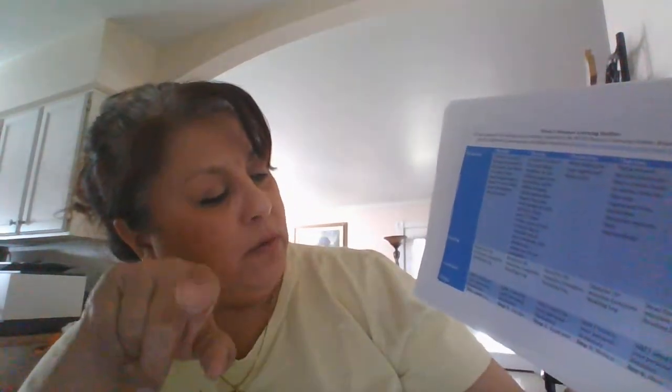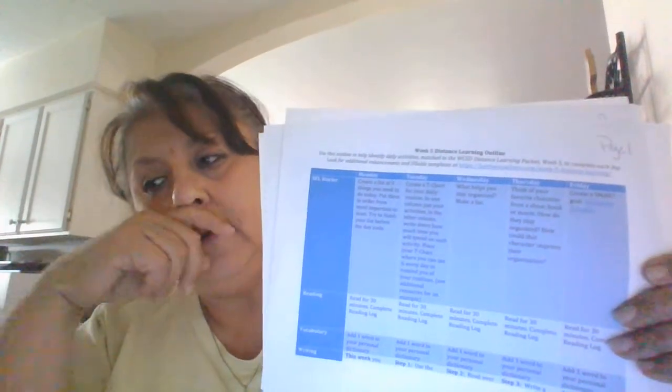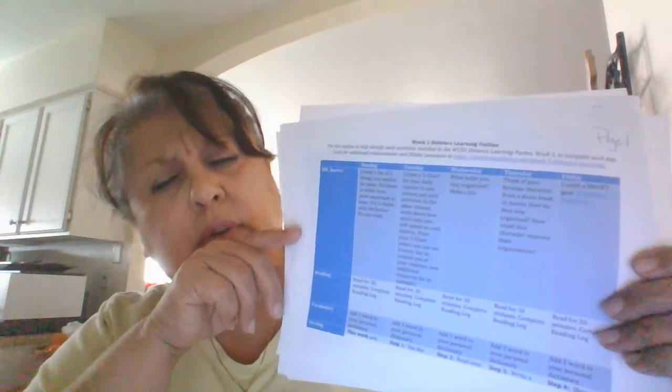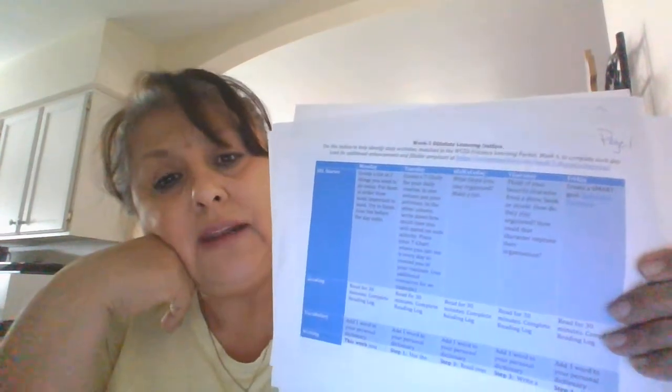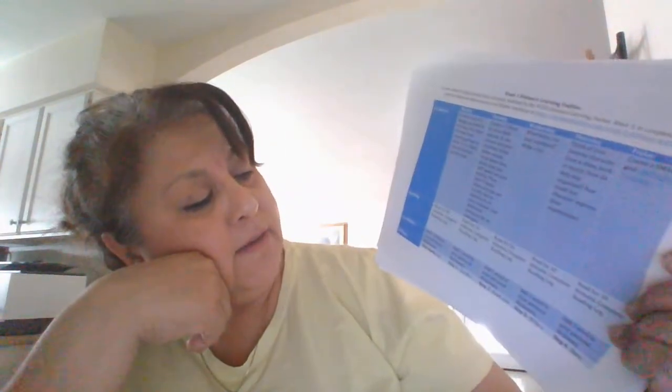Vocabulary. Add one word to your personal dictionary. There's also a paper that you can download that's a dictionary, or you can write it on a tablet. And as you're reading, find a word where you think, I wonder what that word means, and then look it up and write down the definition.